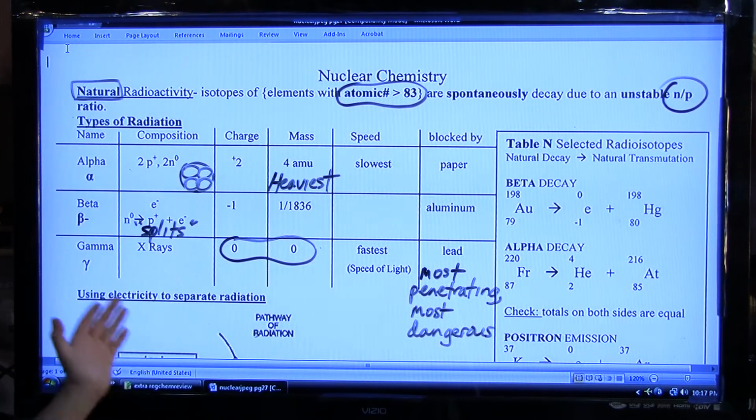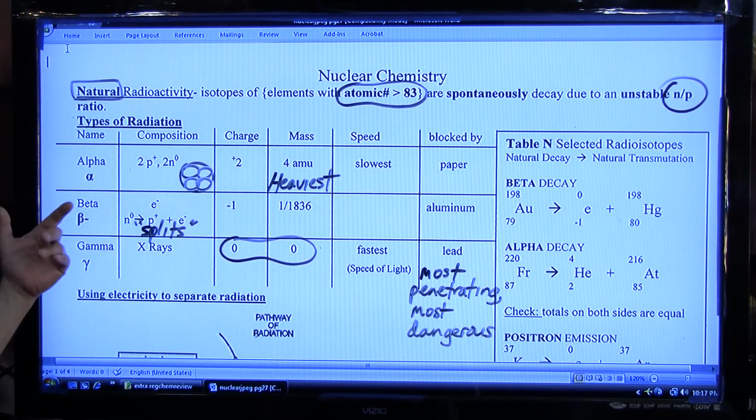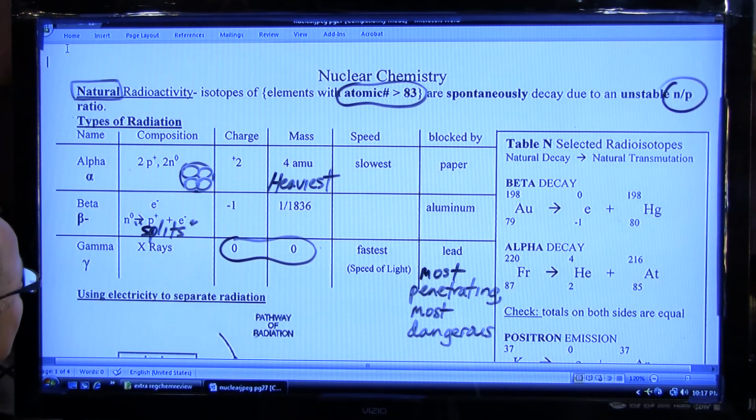So they can ask you all kinds of questions on either the composition of these particles and rays, their charge, their mass, their relative speeds. All right, so this pretty much covers that.